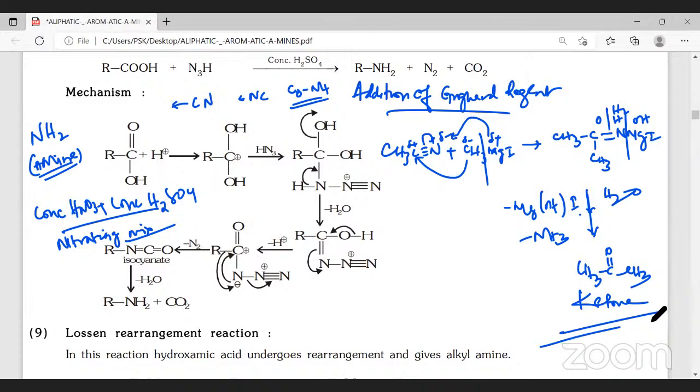So this is the reaction. So when cyanides are allowed to react with Grignard reagent, corresponding carbonyl compounds are formed. When we take methyl cyanide, the ketone, the carbonyl compound that is formed, is acetone.